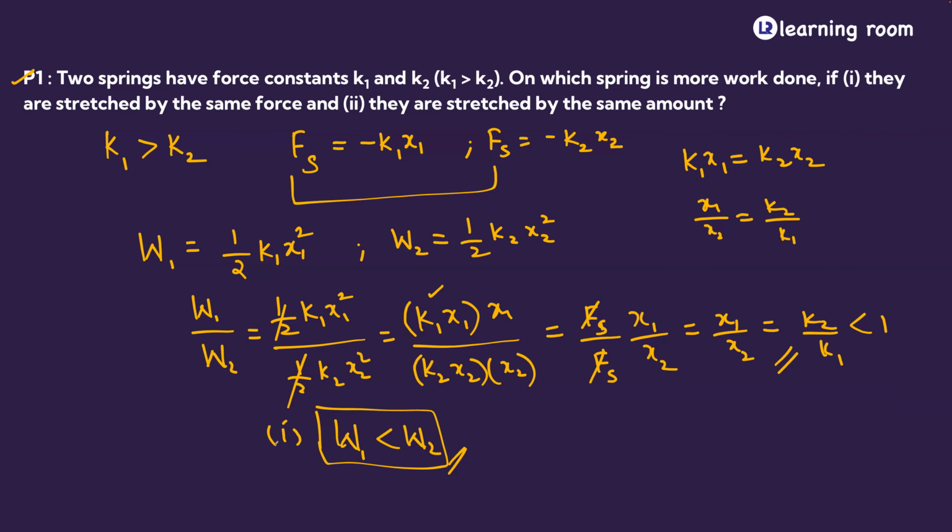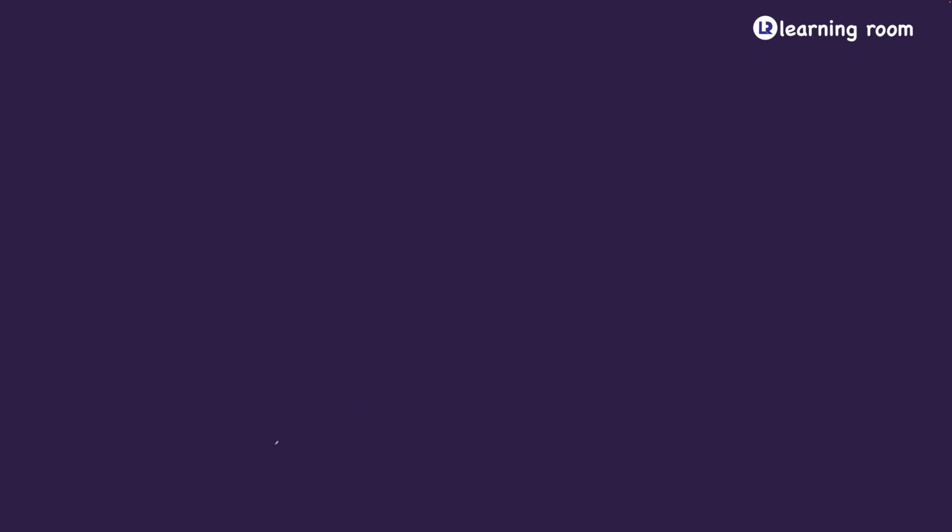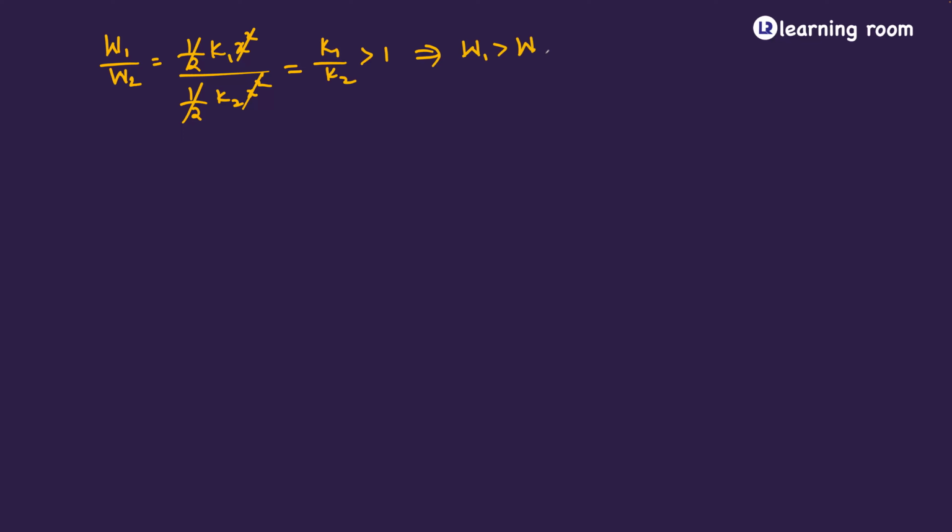The second part is, if they are stretched by the same amount, meaning the elongation or compression. So here when they say stretched, it is the elongation, right? So for W1 by W2, what are you going to write? You will write it as half K1 x square divided by half K2 x square. Half and half will get cancelled, x square and x square will get cancelled. You will get K1 divided by K2. But you know that K1 is greater than K2. So K1 by K2 is greater than 1, which implies W1 is greater than W2. Is that point clear?